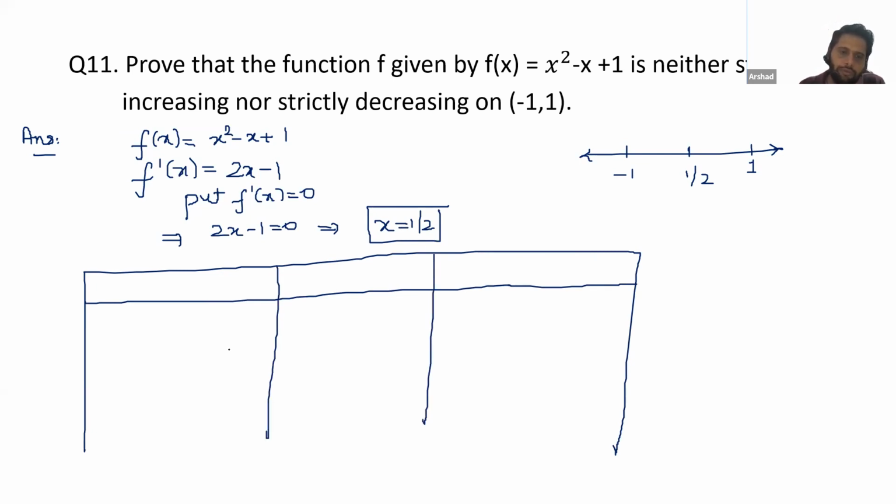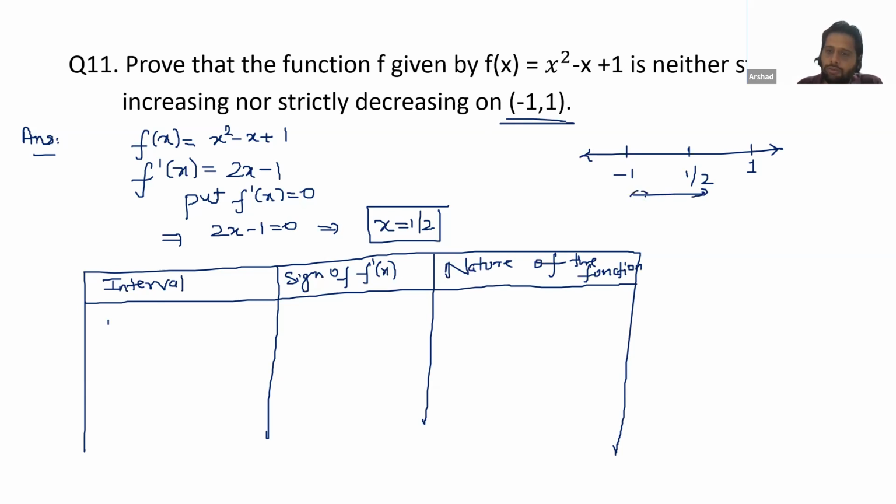So here we have the intervals, the sign of f dash x, and next is the nature of the function. In the question, they have already given this as an open interval, so we will write -1. We have interval 1 and interval 2. We write -1 because it is given open in the question. Next, we will take 1/2. Write the open interval: -1 to 1/2, and next 1/2 comma 1.